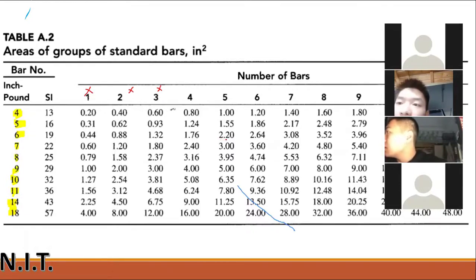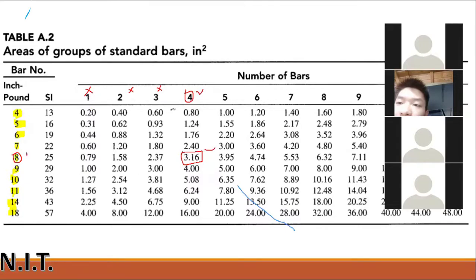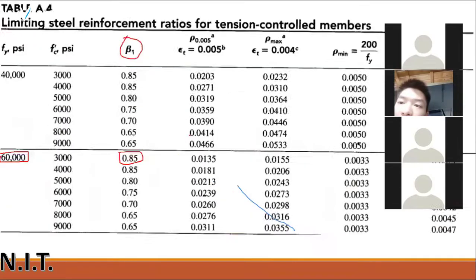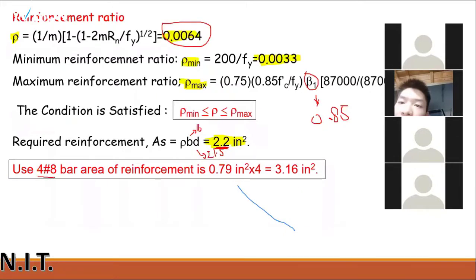Why? For the factor of safety. I want to provide more steel so that my structure will be more stable. So instead of 2.2, I am selecting this. If you select 2.2, 5 and 7, it is also okay. This is also correct, but I am selecting 3.16 and number 8 bar. So that's why it is written here. We have selected 4 number 8 bars.